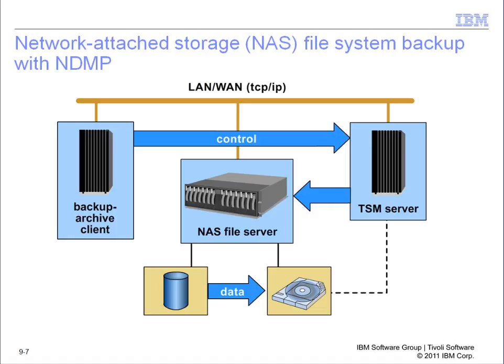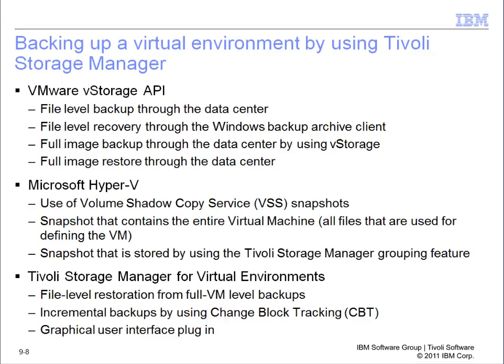Then you can use this table of contents to see what is in the backup, and you can restore a single file from a network attached storage backup image. If you need to back up a virtual machine, either a VMware or a Microsoft Hyper-V, you can do this in multiple ways. With TSM, you have the VMware Storage API. This lets you do file-level backups, file-level recoveries, full image backups, and full image restores. This is using the vStorage API.